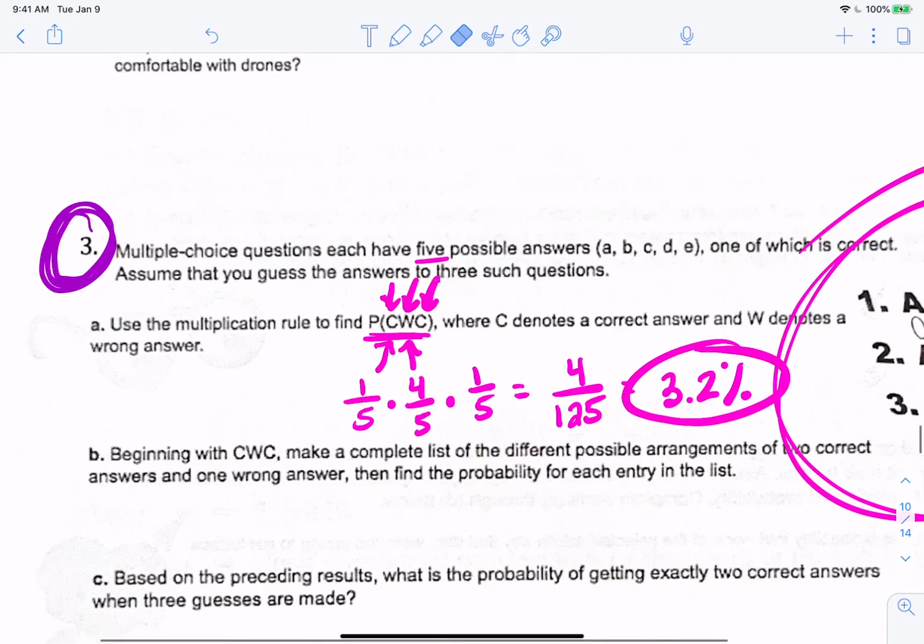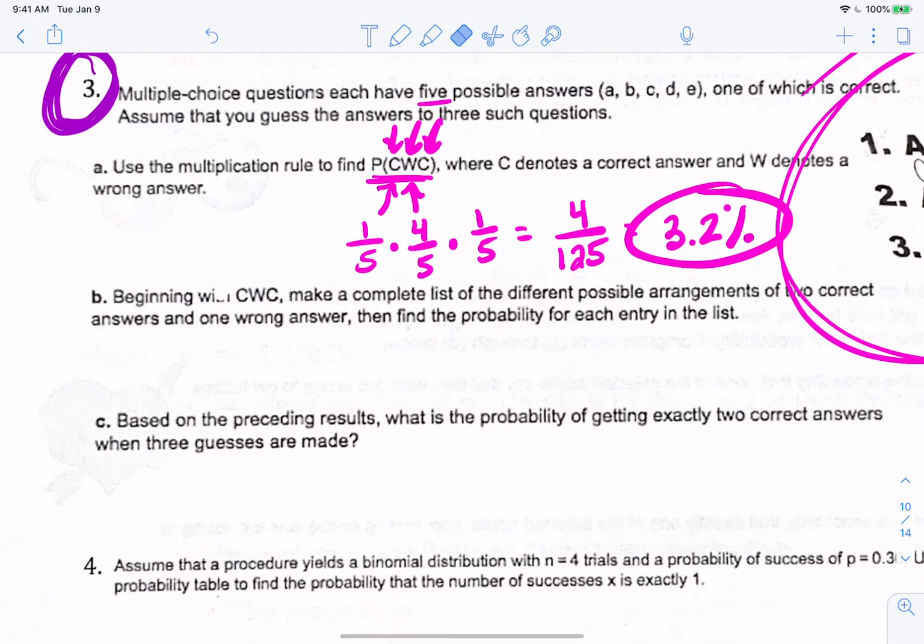Part B, beginning with a correct, wrong, correct, make a complete list of different possible arrangements of 2 correct answers and 1 wrong answer.